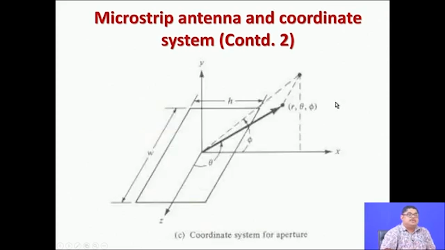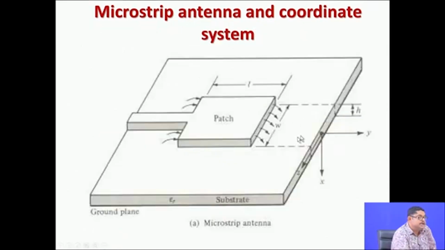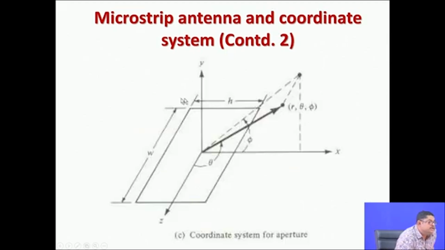So, this is the coordinate system we will use. It is the same coordinate system as in the first microstrip. You see the slot is here, the slot is made by its thickness h and width w, and I can say that it is in the xz plane. So, the corresponding h and w are here.